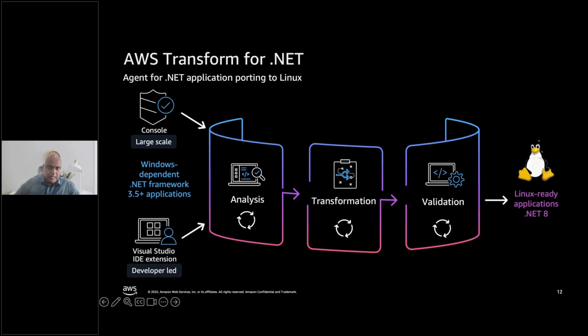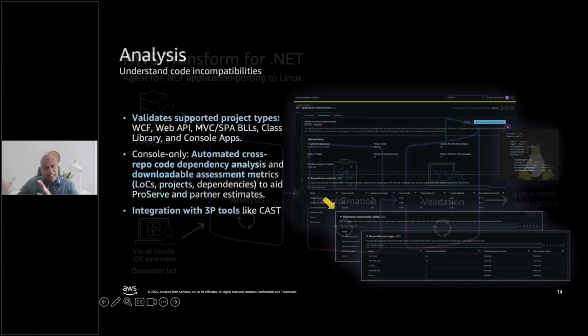We transform these applications from .NET Framework to .NET 8. And if there are unit test projects, we'll port them to the .NET 8 version as well. And then we will run those unit test projects, and we'll provide you a transformation summary and logs, which have details of all the actions that AWS Transform took. Let's dive into each of those three stages a little bit more in detail.